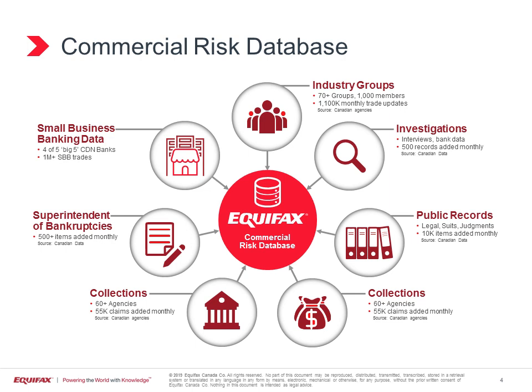A financial trade is defined as a credit account between a business and a lender, i.e., a financial institution. Equifax receives small business banking financial trade data, also referred to as SBB data. We'll discuss the significance of SBB data in more depth in a moment. To augment our trade data, we purchase data from the Superintendent of Bankruptcies, as well as obtain legal data, including suits, judgments, and liens. Equifax has relationships with several dozen collection agencies who regularly report their data.